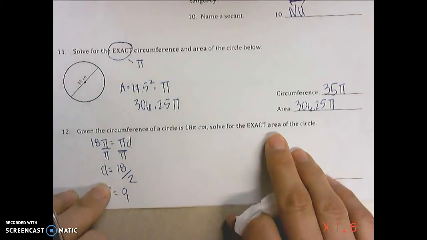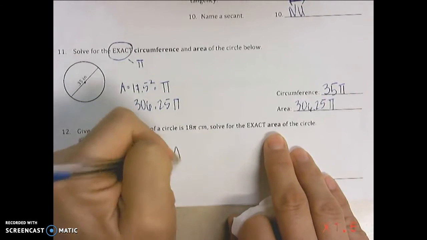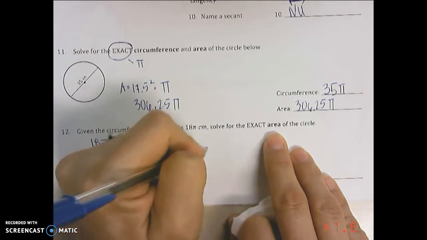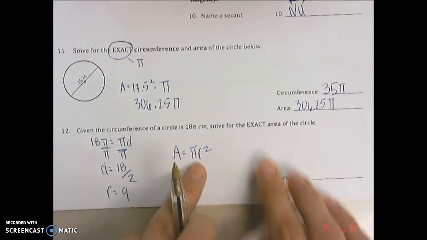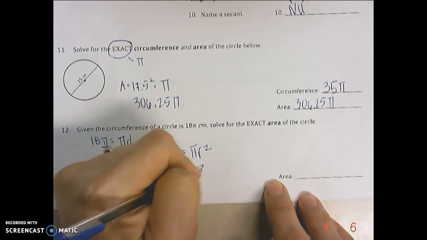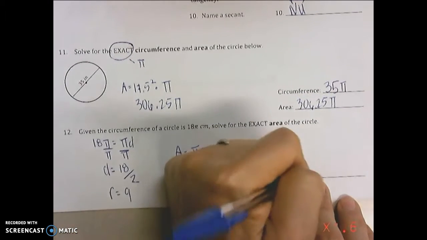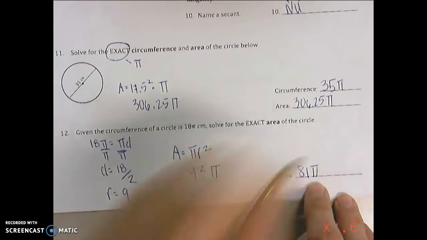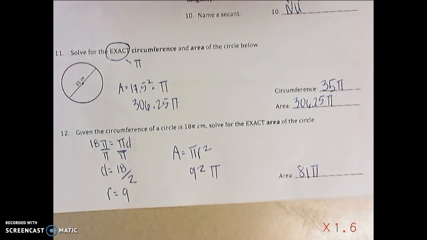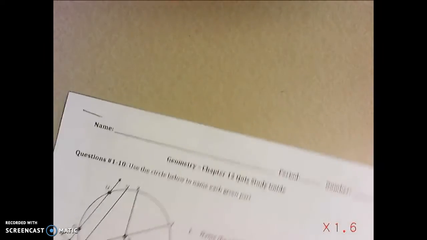So it wants me to find the area of the circle, and don't forget area is equal to pi r squared. So my radius is 9. I would square 9 and multiply it by pi, and my area would be 81 pi. Okay, next page.